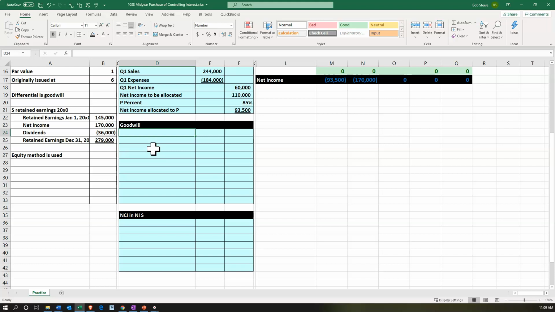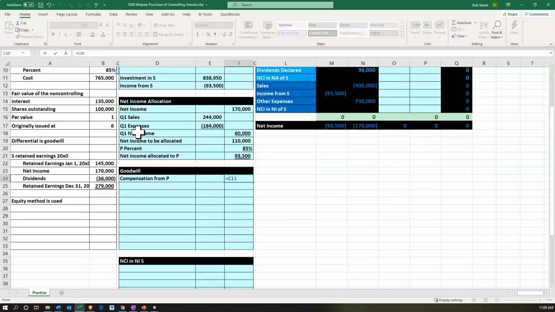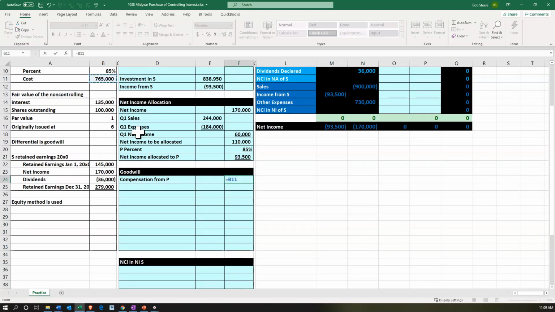And so we're going to do a similar kind of calculation we've seen in the past for the Goodwill. We're going to say that we have the compensation from P. So how much did P pay for this thing? P paid $765,000, and then we had the fair value of the non-controlling interest. Because they paid for 85%, if you think about the non-controlling interest, it was $135,000.